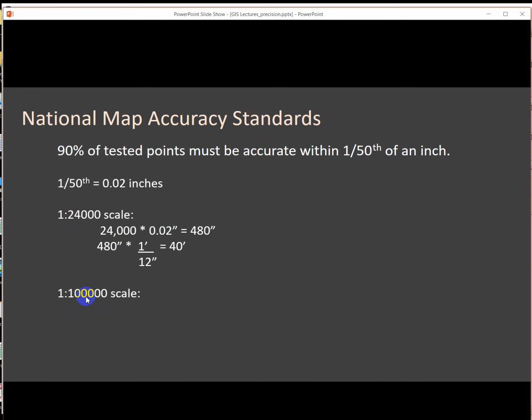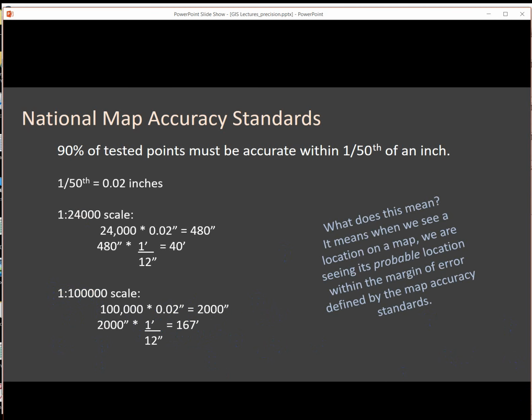Let's take it another step and go even coarser. At 1 to 100,000 scale, which is the scale of our road polyline, if we multiply that out, we get an accuracy standard of 167 feet. So what does that actually mean? It means that when we see a location on a map, we're seeing its probable location, not its actual location. And the probable location is defined by this margin of error. So if we have a point that's been digitized at 1 to 100,000 scale, the actual location of that point, 90% of the time, needs to be within 167 feet of that actual point on the map.